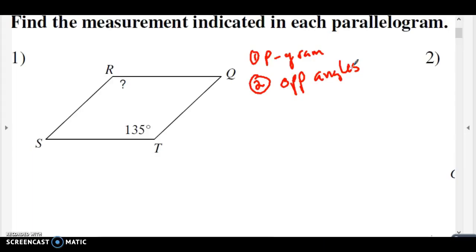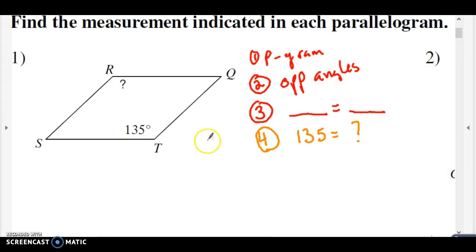Can anyone tell me what the property is for opposite angles? Yes, Ivan. We know that opposite angles are congruent, so perfect. It's blank equals blank. That's all you have to do. We have to fill in the formula first. Then, as we move forward, it's just writing in the expressions. We know that 135 equals question mark. All you're doing is filling in the given information. We know 135. We know question mark. So it's really easy to see that our answer is just 135, which you should know already.